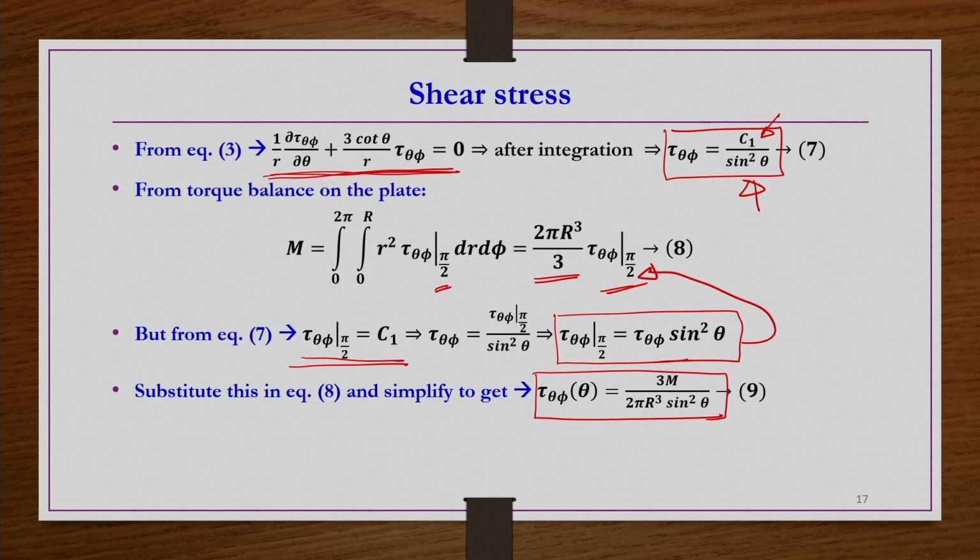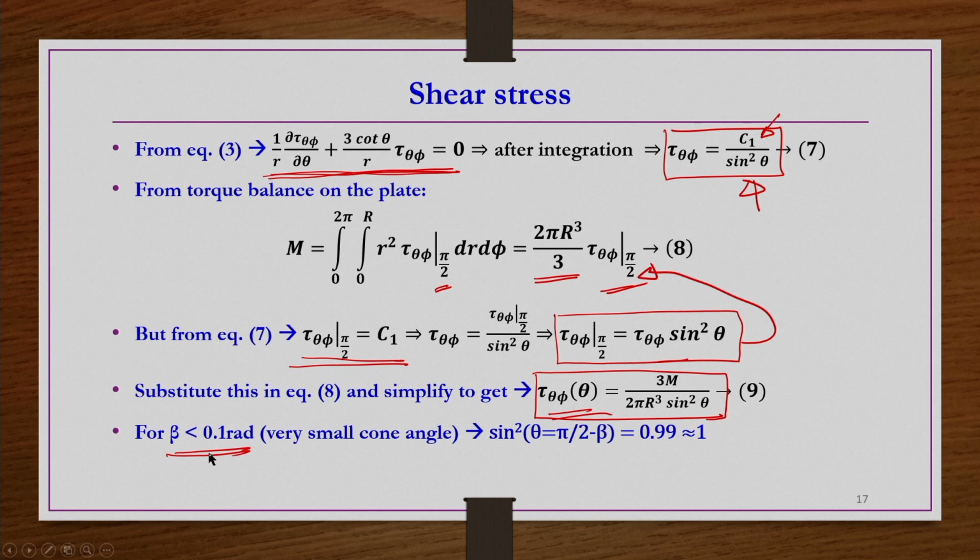After substituting this in equation number 8, we have written only tau theta phi as a function of theta on one side, and all the other terms we have taken to the other side. So, then we get 3M by 2 pi r cube sin square theta. Now, again beta is very small in general, a very small cone angle. So, sin square theta at pi by 2 minus beta. Now, theta is nothing but the location at which you are measuring the shear stress, and that is important. So, you are measuring at this location, at the lower edge of the cone.